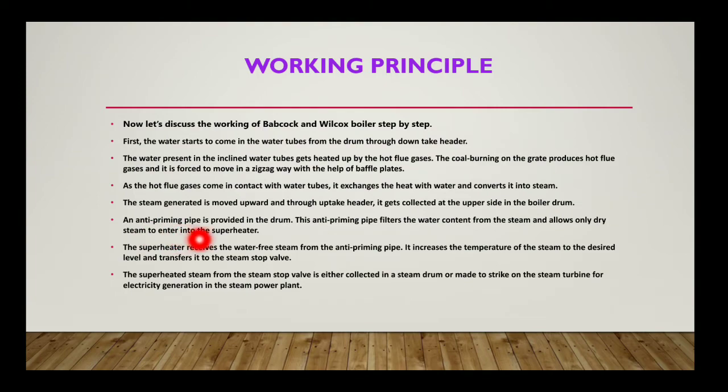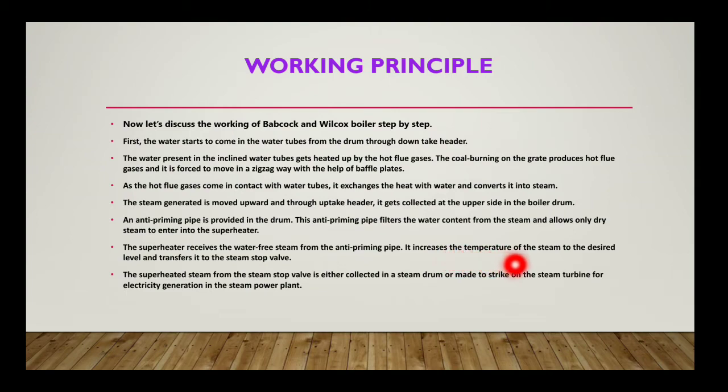An anti-priming pipe is provided in the drum. This anti-priming pipe filters the water content from the steam, if there are wet particles mixed with the steam, and allows only the dry steam to enter into the superheater for superheating and for saturation of the steam. And the superheater receives the water-free steam from the anti-priming pipe.